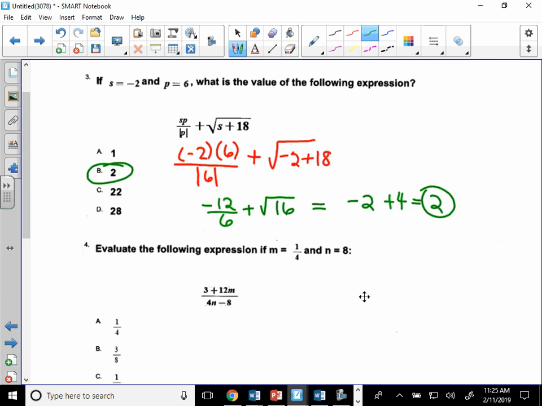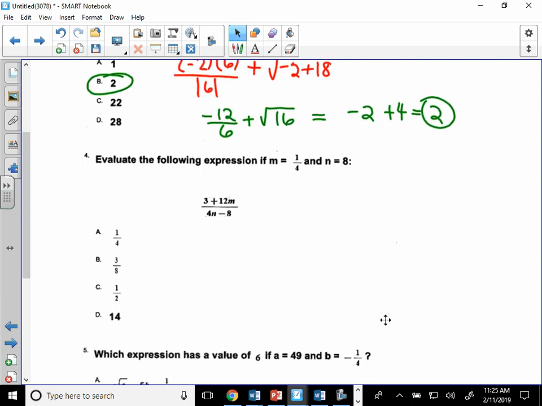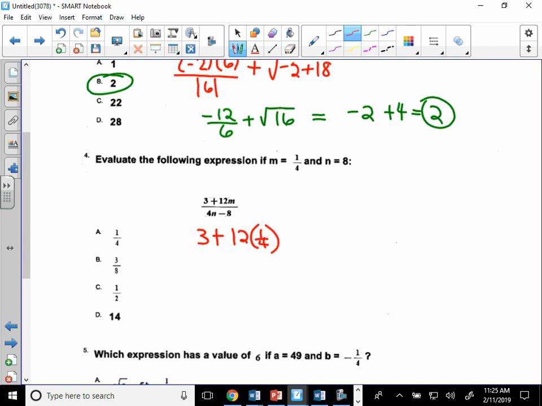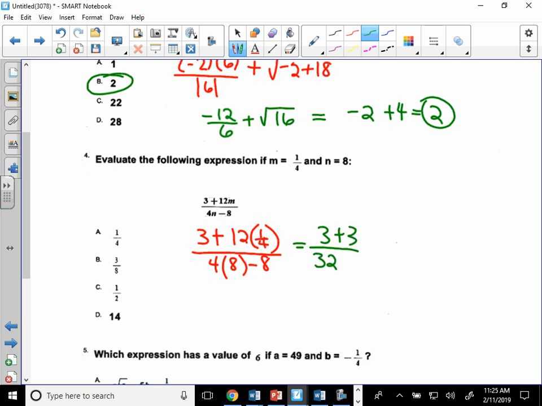Letter B. All right, number 4, another evaluating problem, but this time you have a fraction. Of course, you can always change your fraction to a decimal. So 3 plus 12 times 1/4, or you can use a 0.25 over 4 times 8 minus 8. That turns into 3 plus 3 over 32 minus 8, which is 6 over 24, which is 1/4. And that is letter A.